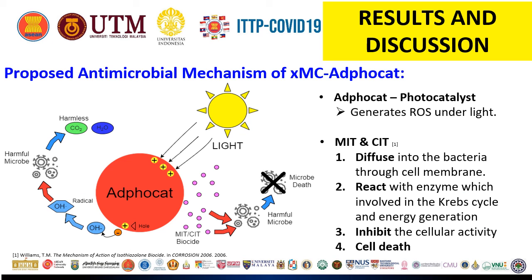The following diagram is the proposed antimicrobial mechanism of XMC@F4CAT, where F4CAT, the photocatalyst, generates ROS under light that contributes to antimicrobial activity, and MIT-CIT diffuses through the bacterial cell membrane and reacts with enzymes involved in the Krebs cycle and energy generation, and so inhibits cellular activity and causes cell death.